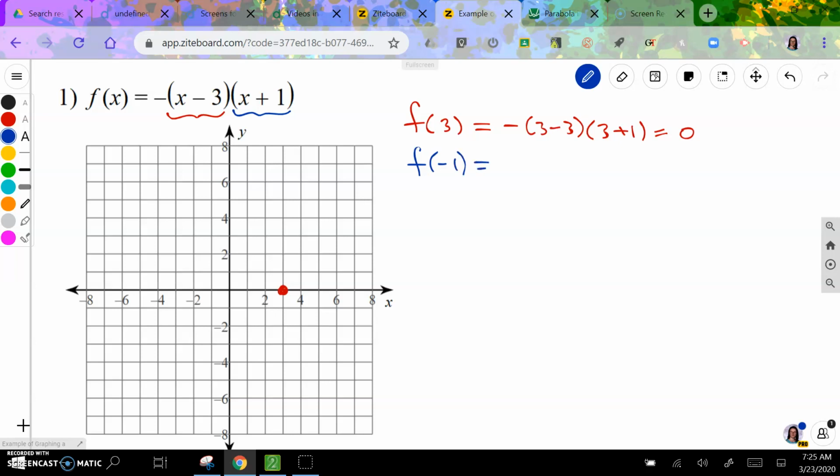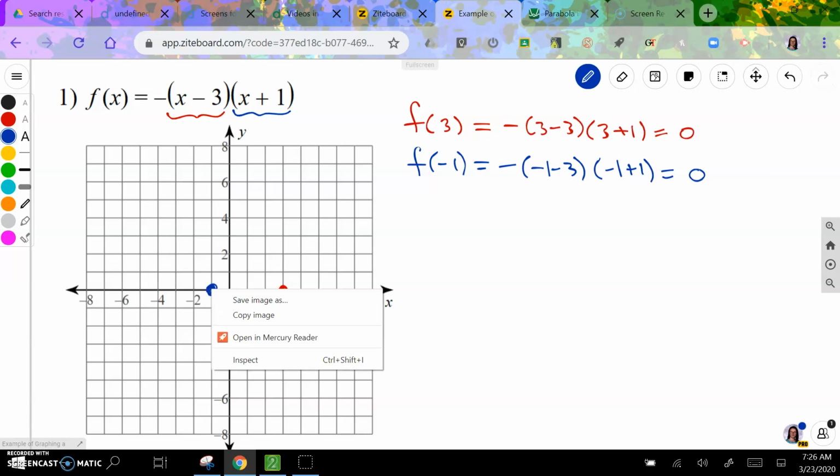Just to do some work on the side and make sure it actually works out, let's evaluate f of negative 1, which just means let's find the value when x is negative 1. Negative 1 plus 1 is also 0, so when we multiply anything by 0, the answer is 0. So we have (negative 1, 0), another x-intercept.